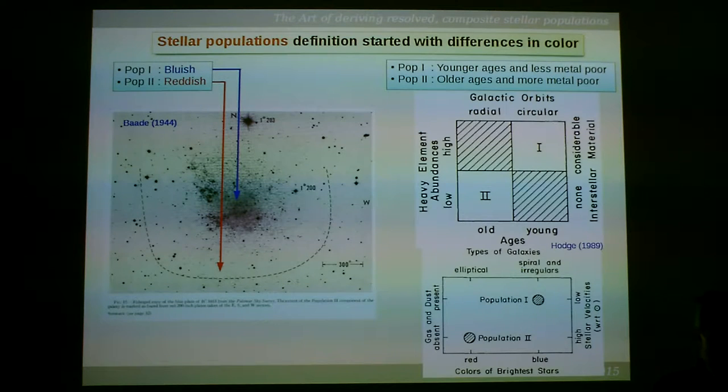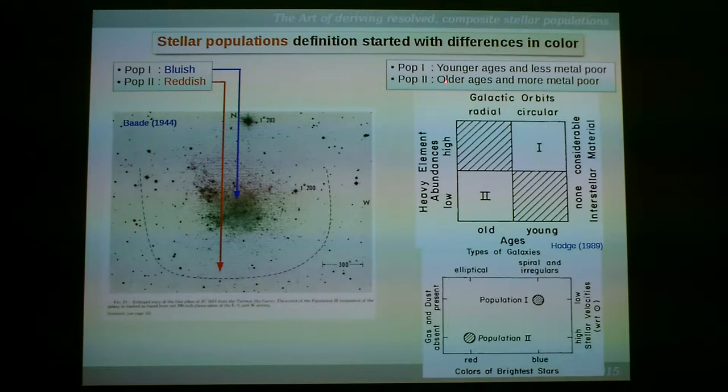Later on, more characteristics were added to this definition. For example, population 1 has younger ages and is more metal rich, and population 2, we realized, has older ages and is more metal poor. With time, more characteristics have been added, for example dynamics and the gas content of the interstellar medium surrounding this type of star. In the Milky Way, we see that population 1 stars have circular galactic orbits, while population 2 orbits are radial.